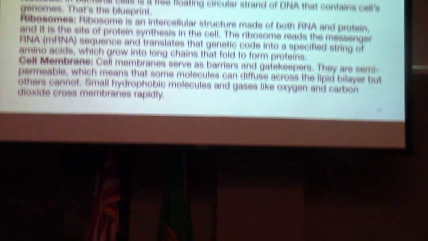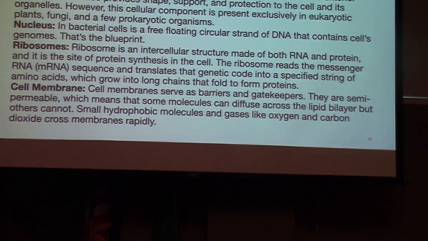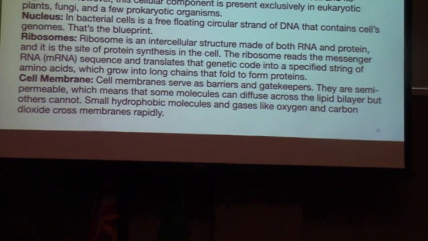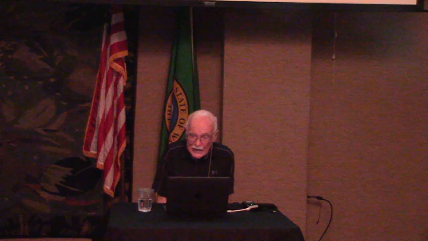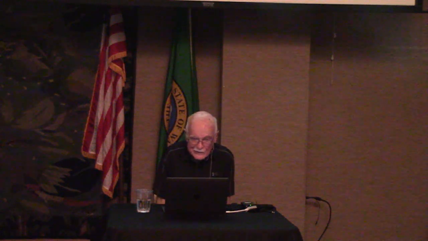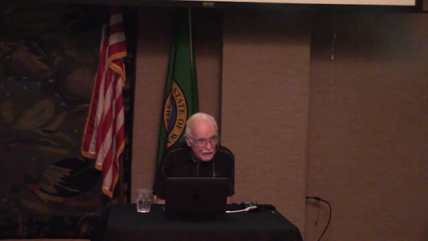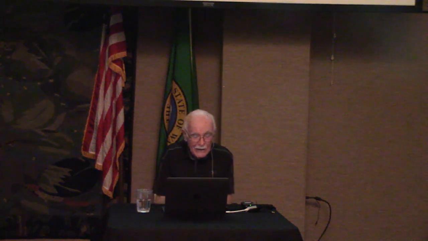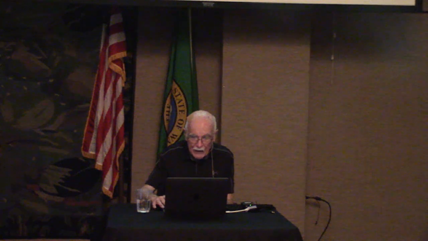The ribosomes are an intracellular structure made of both RNA and protein, and it's the site of protein synthesis in the cell. Actually, the ribosome is the thing the cell itself has to end up making. It reads the sequences from the DNA that the messenger RNA brings to it, and translates that via a genetic code into a specified string of amino acids, and that ends up making the proteins that are needed. Don't worry about that. We'll see that in real detail later. And the cell membrane is the thing that allows stuff to go in and out of the cell.